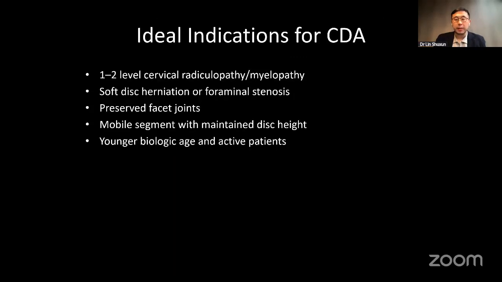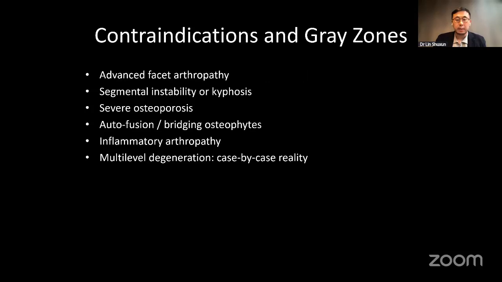The ideal CDA patient remains relatively straightforward. Typically, this is a younger patient with 1 or 2 level disease, preserved motion, preserved facet joints, and soft disc pathology or foraminal stenosis. Disc height should still be reasonably maintained and sagittal alignment should be favorable. I personally think biologic age matters more than chronological age. A healthy, active 55-year-old may be a better arthroplasty candidate than a sedentary 40-year-old with diffuse degeneration and facet disease. So the usual advice is to avoid patients with instability more than 3 millimeters, fixed kyphosis, OPLL, severe spondylosis, osteoporosis. But the reality is many patients do not fit neatly into textbook indications, and this is where experience becomes critical.